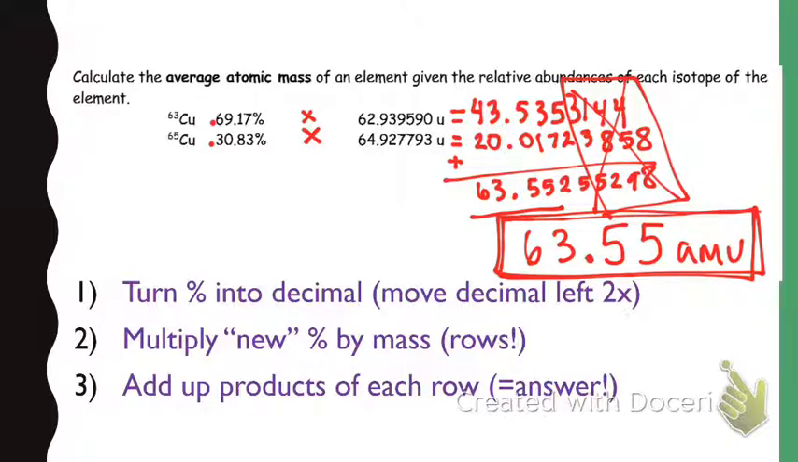And if I'm trying to make sure that I have that right, if I go back and look at my original numbers, the isotope with the highest percent should be what my answer is closest to. Is my answer closest to 63? Sure is. So I'm pretty sure this is correct. So let's do that same thing again.